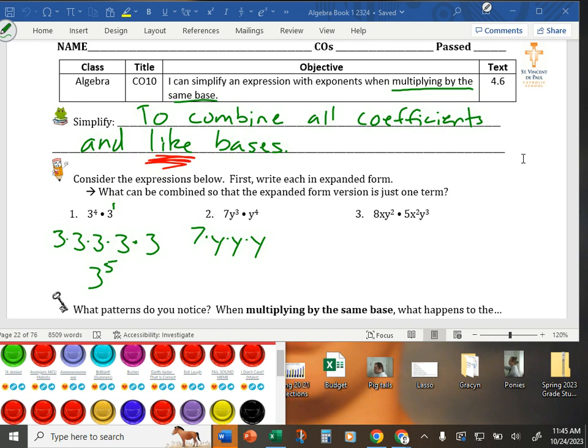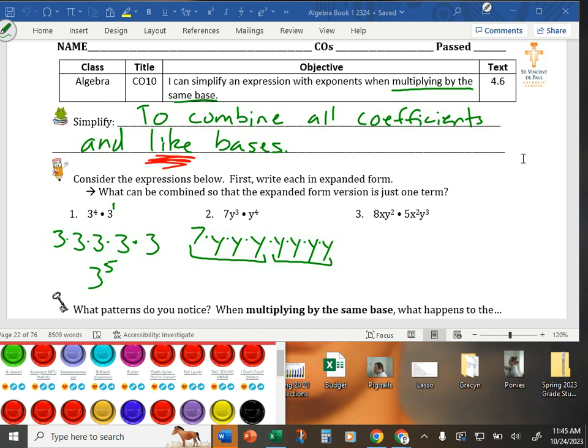What's y to the 4th in expanded form? Good. y times y times y times y. Right? Here's our 7y cubed. Here's our y to the 4th. And notice the only operation that you're seeing here is multiplication. There's nothing else going on, because that's what an exponent means. You're multiplying something over and over again.